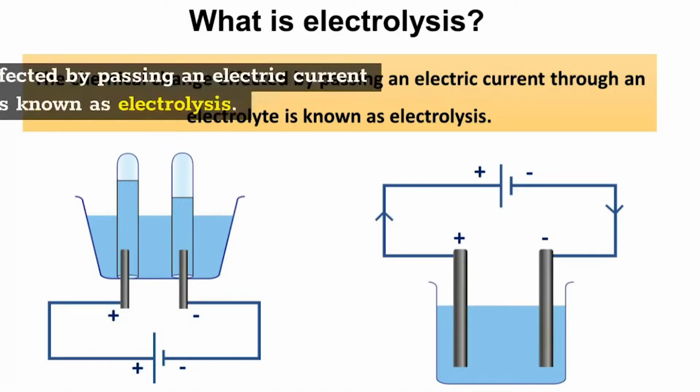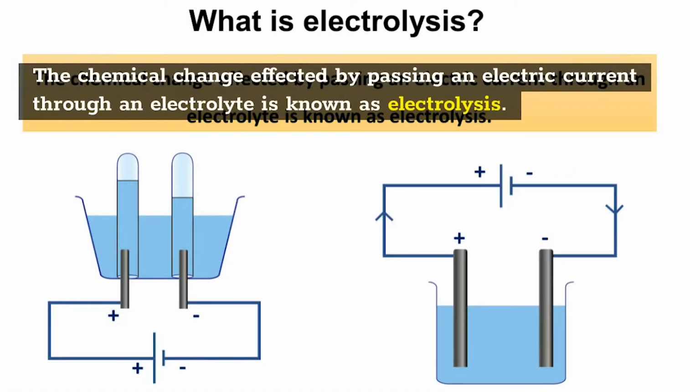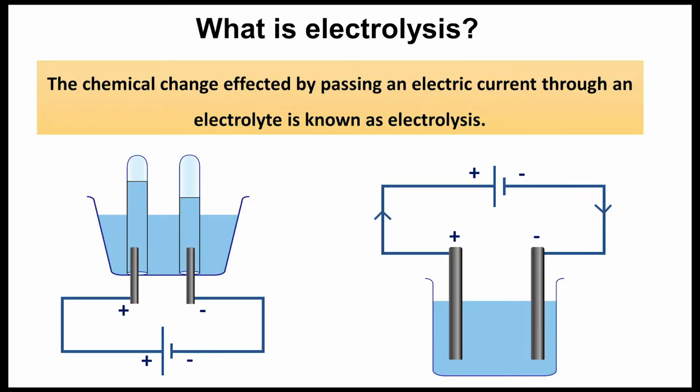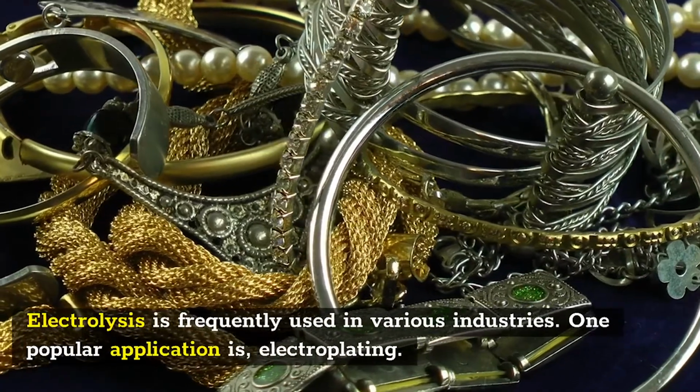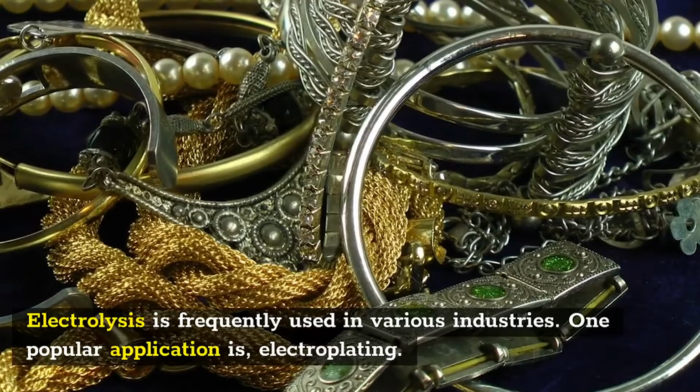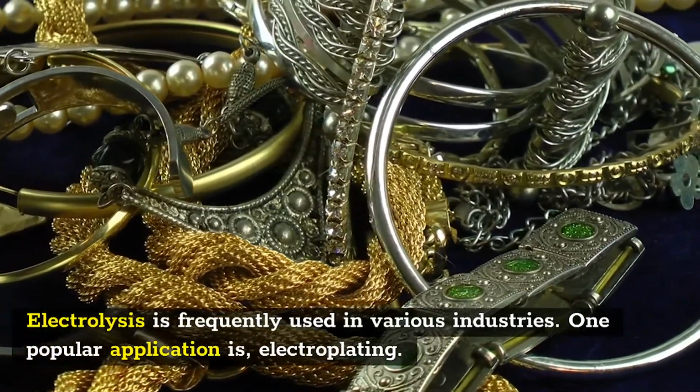Electrolysis. The chemical change effected by passing an electric current through an electrolyte is known as electrolysis. Applications of electrolysis. Electrolysis is frequently used in various industries. One popular application is electroplating.